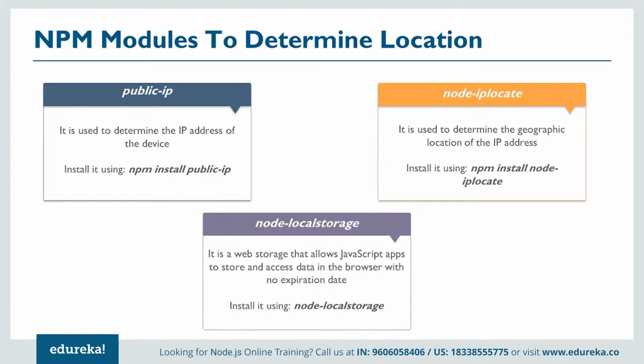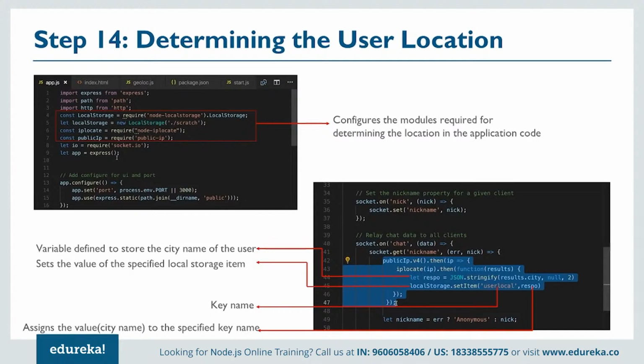And then node local storage is a web storage that allows JavaScript apps to store and access data in the browser with no expiration date. So one, to get the IP, second, to get the location of that IP, and then this to store it. Now determining the user location. So we import all the modules required, which we just talked about.